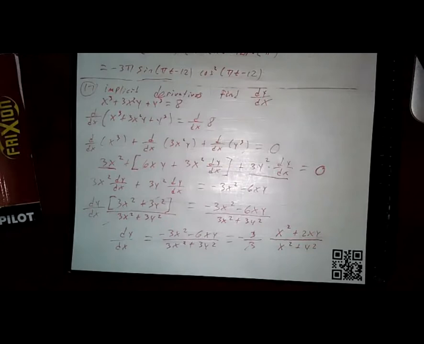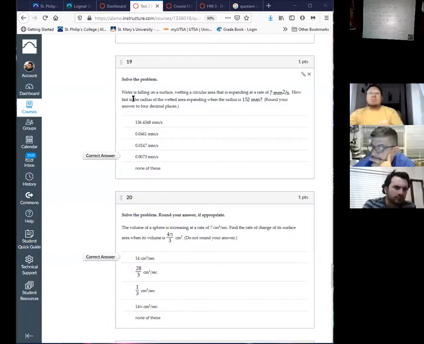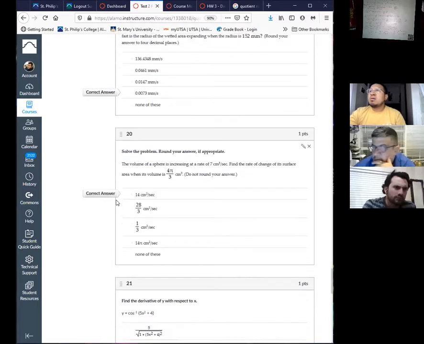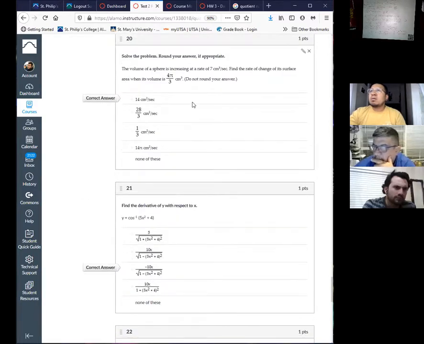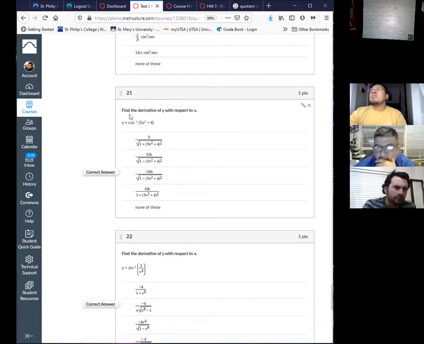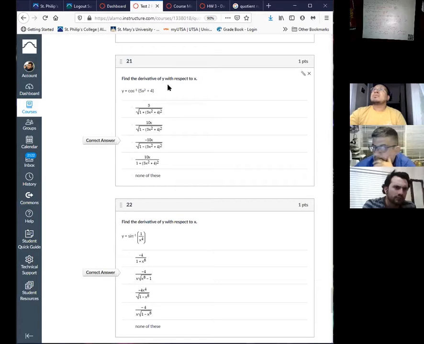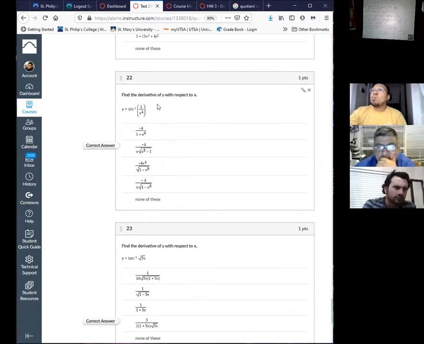19 and 20, we've already did examples in class. Remember, we had water falling in a puddle, creating the radius. This is the same thing, just different numbers. We also had the balloon increasing with air. That's just another sphere problem. So we've done these. I'll leave these for you, so I don't do all your review. Let's go to 21 and get to the inverse stuff.